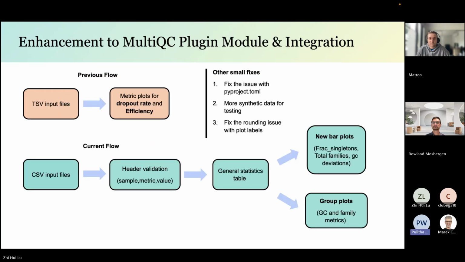Now I will walk you through the improvement we made to the MultiQC plugin and its integration. In the previous version of the plugin, it took TSV files as input and it only produced metric plots for dropout rate and efficiency. But in the current version of the plugin, we transitioned to a CSV input file and have automatic header validation, which essentially means we look at the CSV file's header for a specific format to confirm it's the right CSV file. Basically, the format is sample, matrix, value, which aligns with the output from the R file.